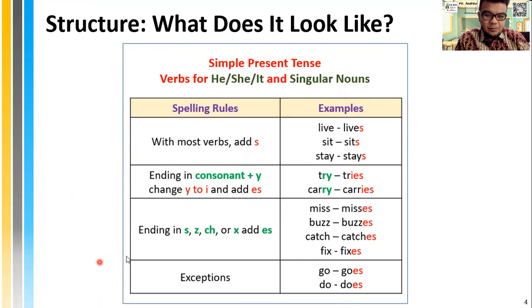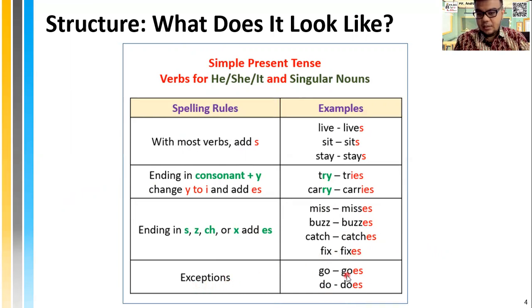And then for verbs that end in S, Z, CH, or X, we add ES. So for example, she misses him. She misses her husband. Her husband is traveling, for example. He catches the ball, right? He catches the ball. He fixes the roof. Dad fixes the roof, for example, right? So we add ES.